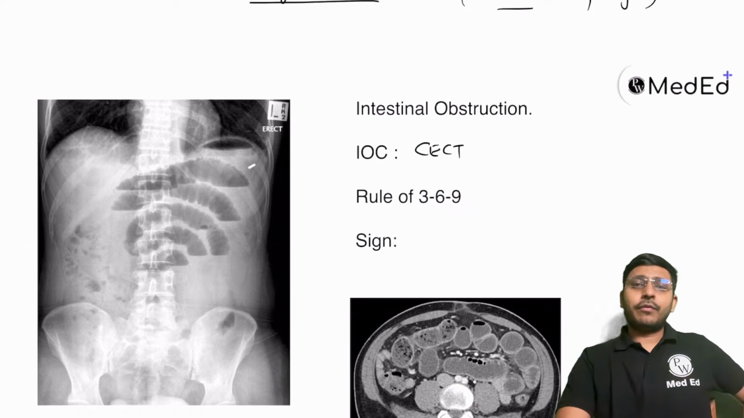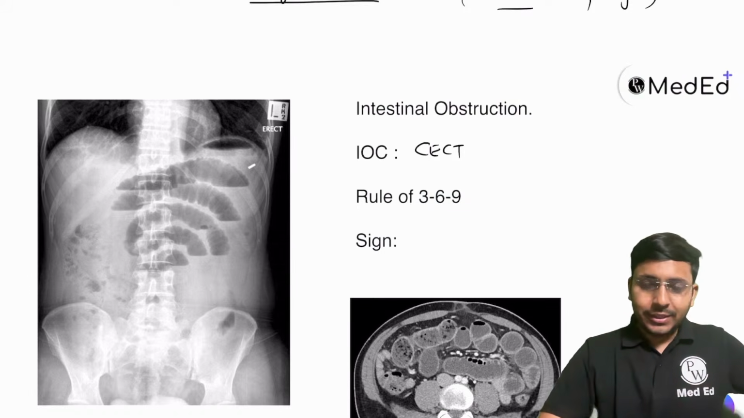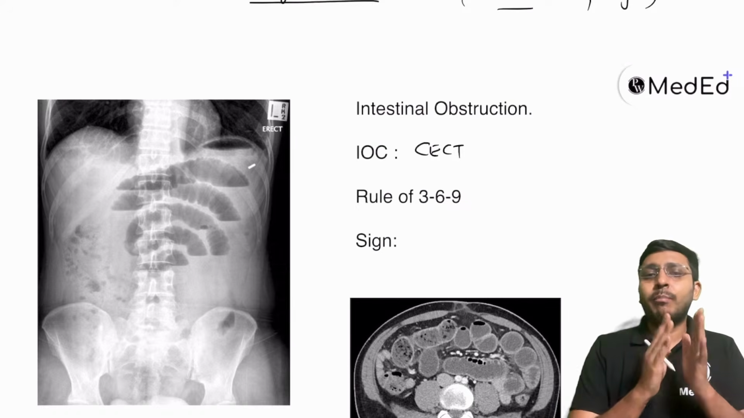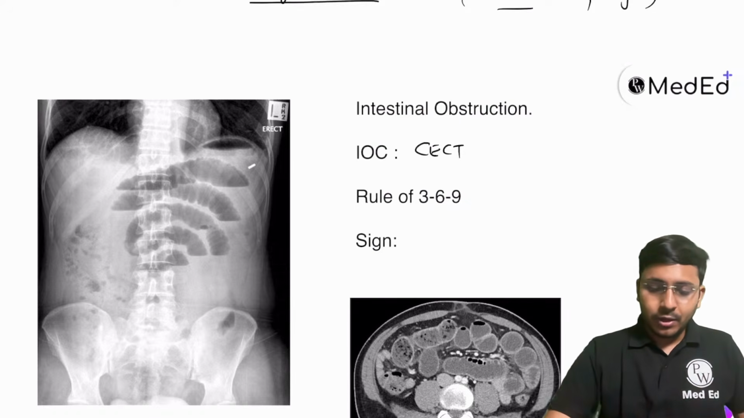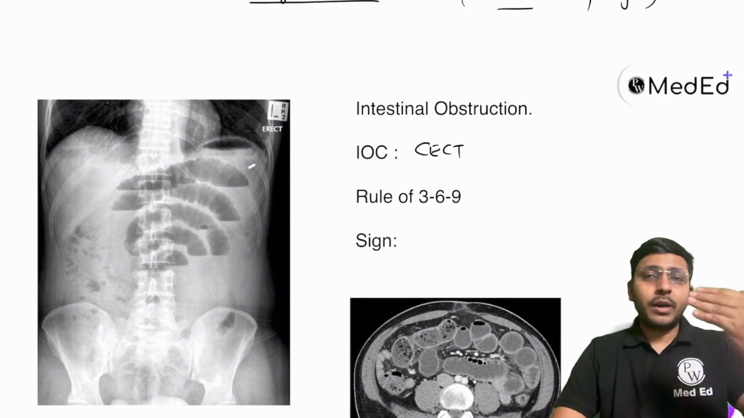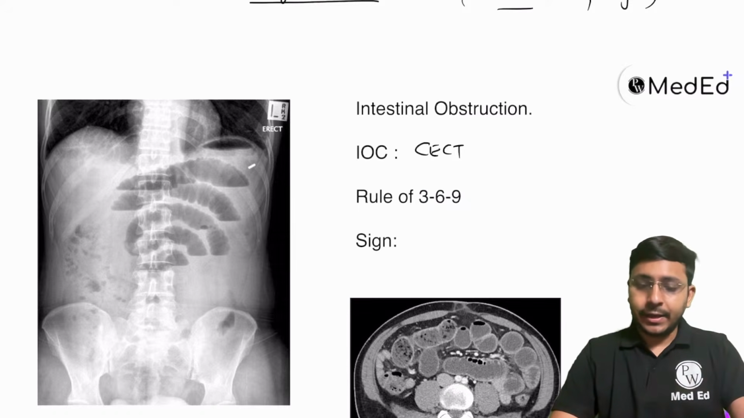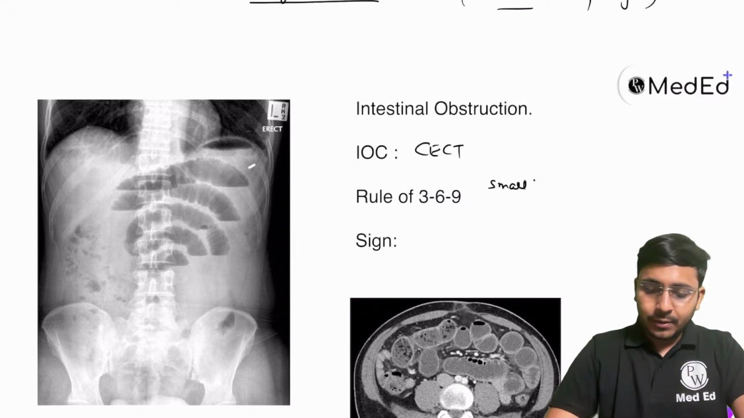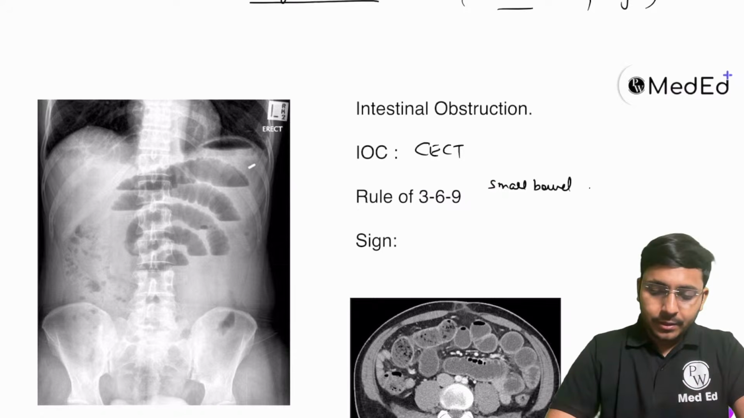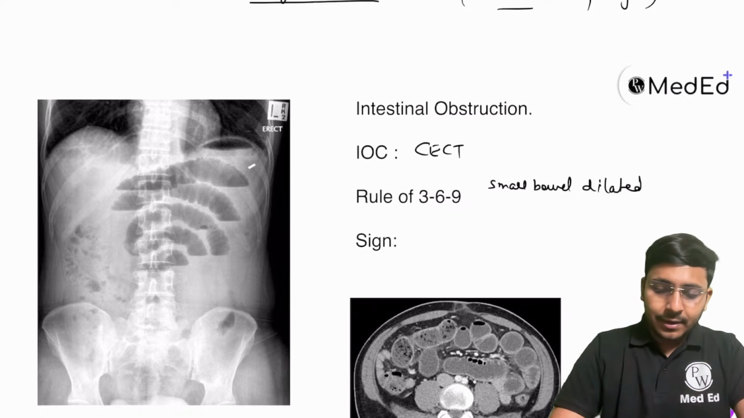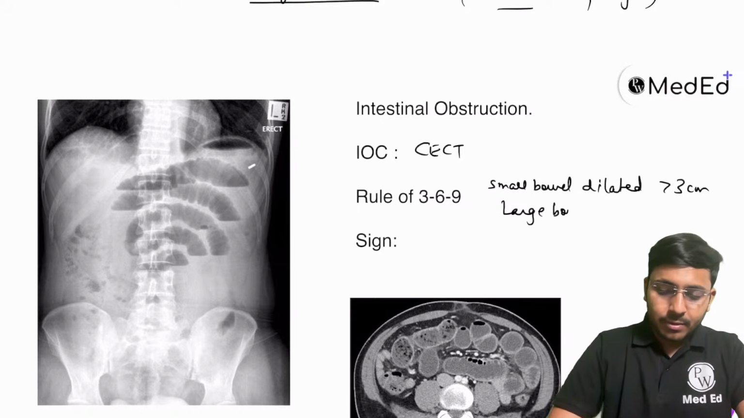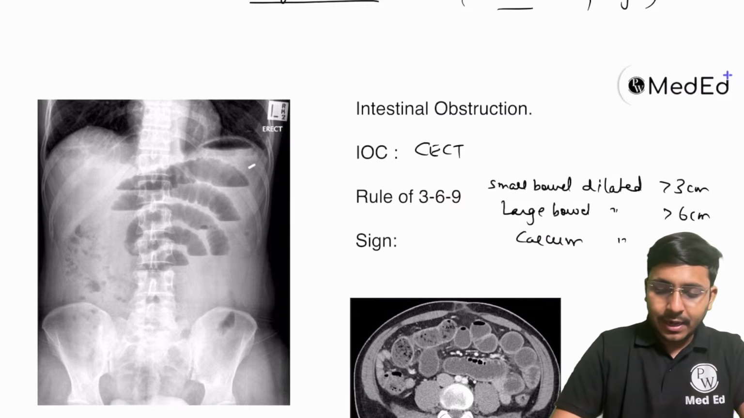Now, what is the rule of 3, 6, and 9? So, this is the maximum diameter of bowel which we take as normal. So, after what diameter do we call a bowel dilated? If it's a small bowel, it is labeled dilated after 3 centimeters. Large bowel is labeled dilated after 6 centimeters, and cecum is labeled dilated after 9 centimeters.